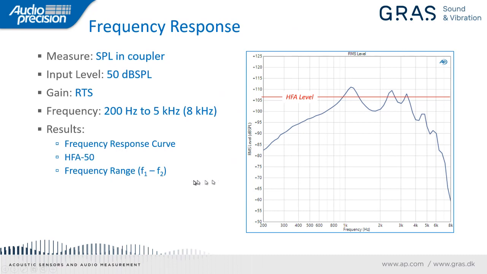And then the frequency range is computed by, first we draw a horizontal line at the HFA level. We draw a parallel curve 20 dB lower than the HFA level line. And where that point intersects the curve, at the low end, we designate that as F1. The high end is F2, and F1 to F2 is the frequency range of the device.